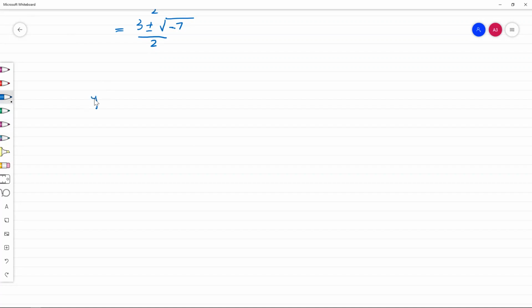Another question is y square plus xy plus 4x is equal to 7. Another equation is x minus y is equal to 3. So how do we solve this? First make y or x the subject from this equation. I'm going to make x the subject, so this becomes 3 plus y. Put this value into equation number 1.